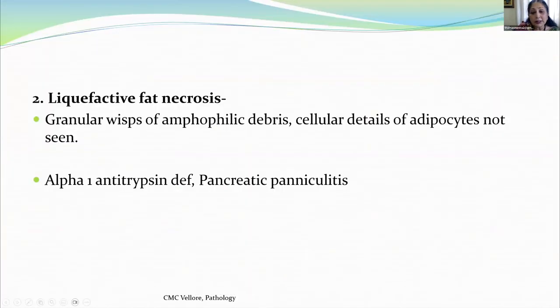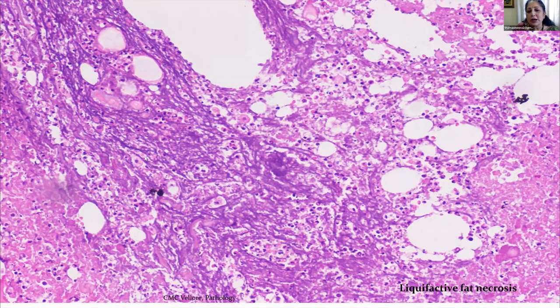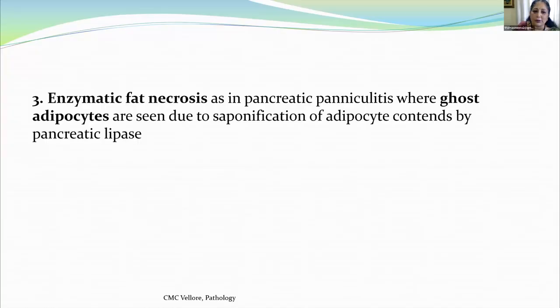The next thing, and you have to have a good clinical history, is whether there was trauma at that site, or did you have other features of erythema nodosum. The next type of necrosis is liquefactive fat necrosis, where you have granular wisps of amphophilic material with some karyorrhectic debris, usually seen in young children with alpha-1 antitrypsin deficiency or in pancreatic panniculitis. Acute pancreatitis, you can get these amphophilic wisps of granular material seen in liquefactive fat necrosis.